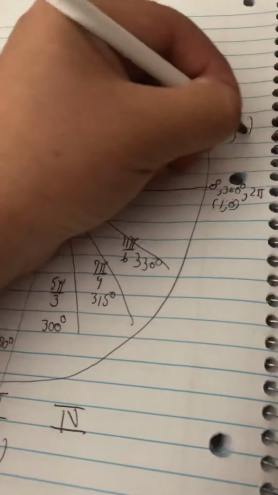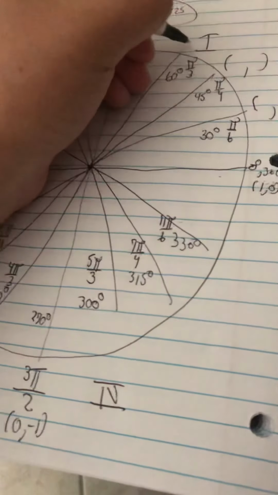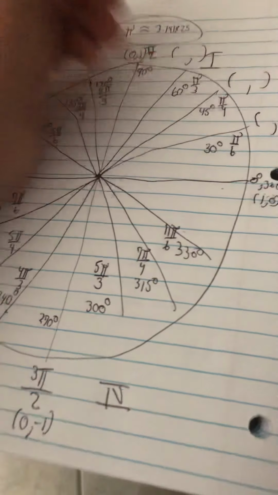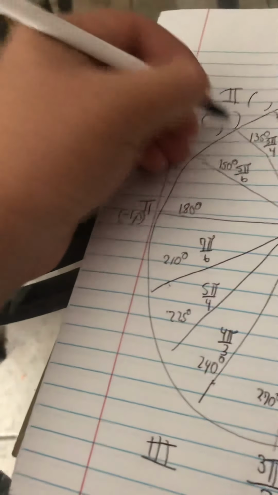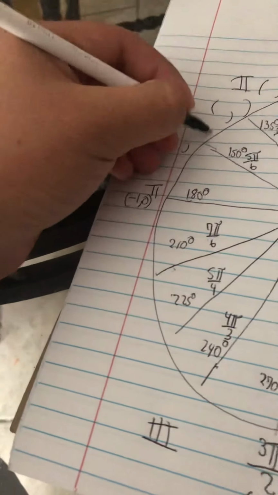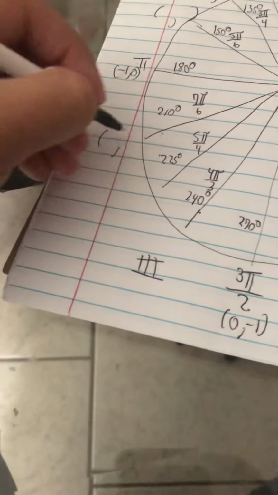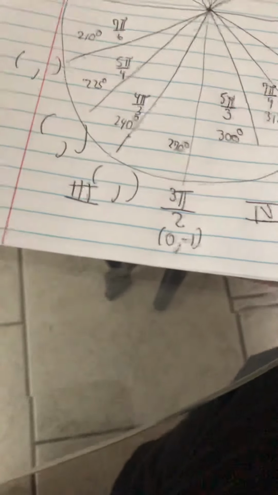So what I like to do is to remember what's positive and what's negative in the quadrants, right? Let me just give me 1 second here. You might be wondering, what are you doing? That's just the x and y coordinates, for the notation for the coordinates.